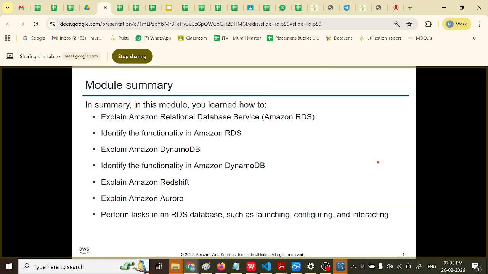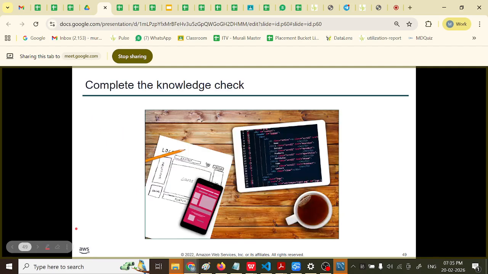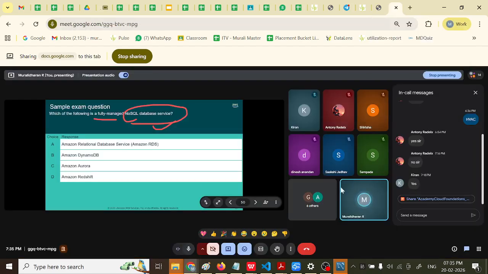At the end of this section, we discussed RDS, DynamoDB, Redshift, Aurora, Neptune, and ElastiCache also. So we have come to the end of this section. Coming to the knowledge check. Which of the following is a fully managed NoSQL database? You guys have to answer this.